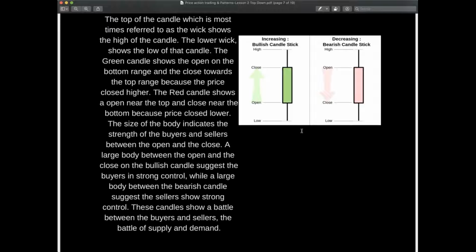So that's why we use candlesticks. We have the high, the low, the open, and the close. Then we have the wicks and we have the body. That's our basic candlestick. We have our low, which is the wick. We have our open, which is the bottom of the body, or the top of the body on a bearish candle. And then we have the close, which is the top of the body, and then the wick, which is the high of the day or high of that period.